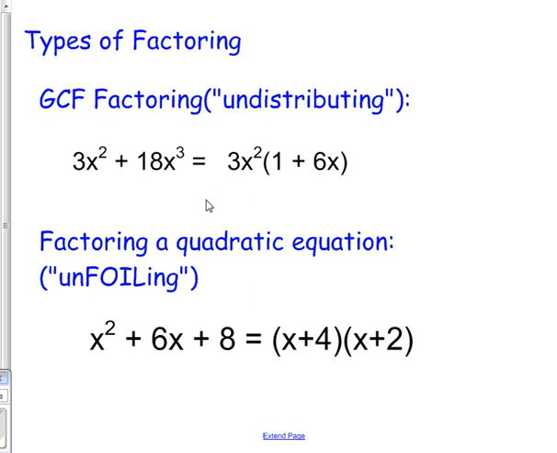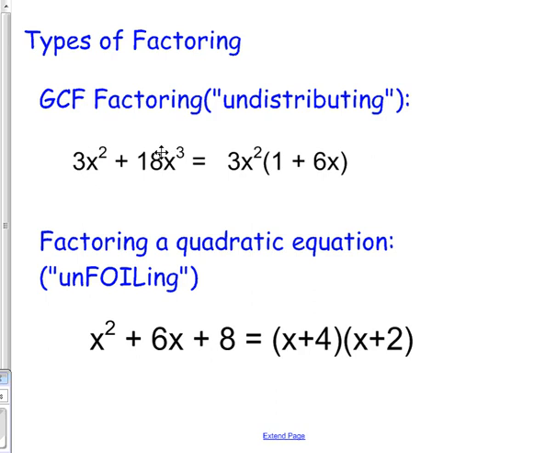Okay, here we're going to look at factoring. There's a couple different types of factoring. The first type we're going to talk about is GCF factoring. This is greatest common factor factoring. Basically, this is undistributing. So you've gotten really familiar with the distributive property. Here we're going to undistribute something.